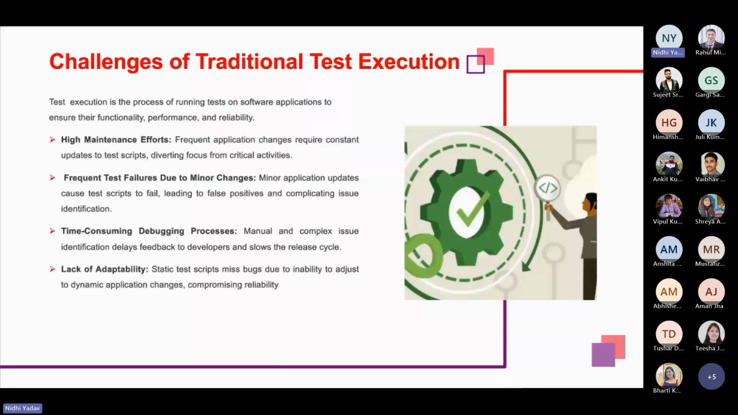First is high maintenance efforts. When we use traditional test execution methods, they require constant updates to the scripts, and those updates need to be handled by the testers manually, which results in an increase in the resource utilization, and the time taken is also increased. So traditional test execution results in high maintenance efforts.